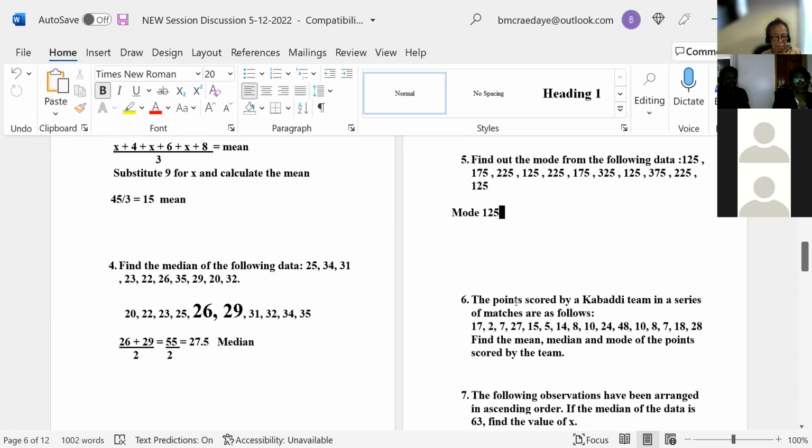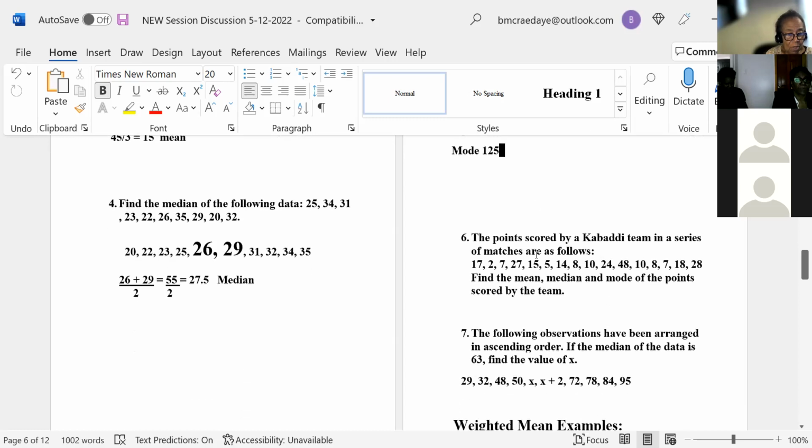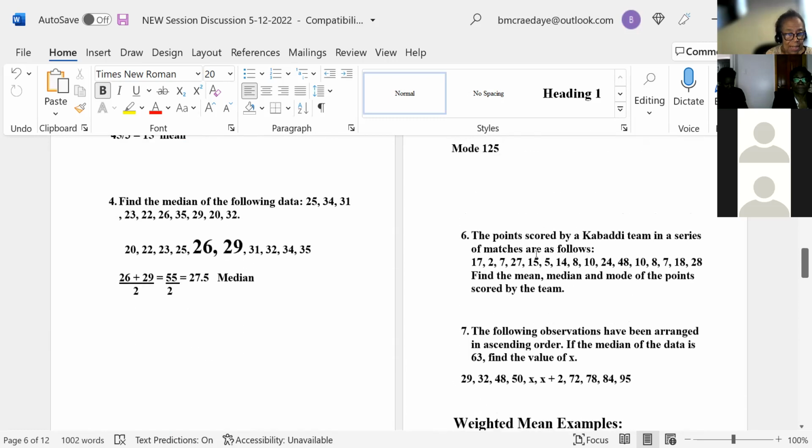6 and 7, I'll be sending you as homework, 2 problems. And we'll continue with more examples of mean, median, mode, range, and we'll start on weighted mean examples.